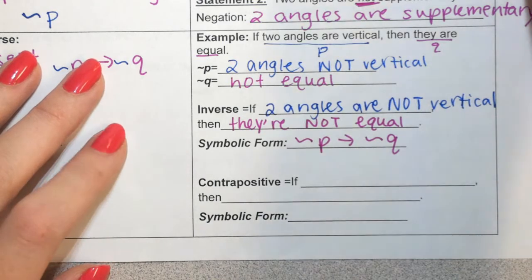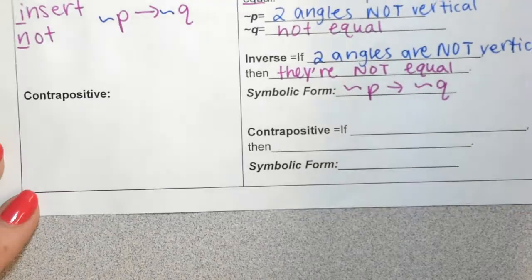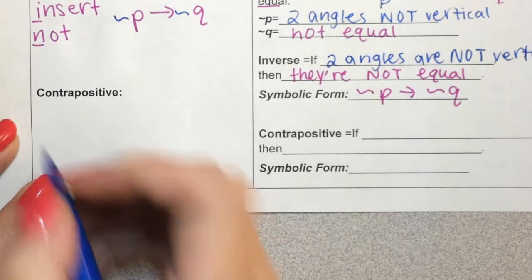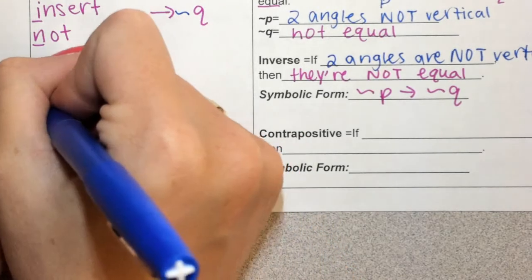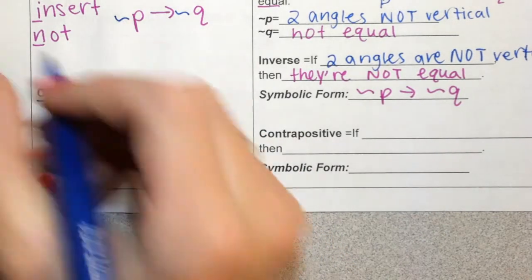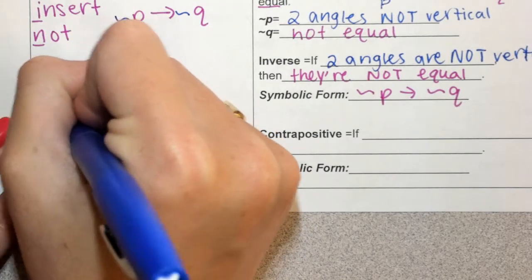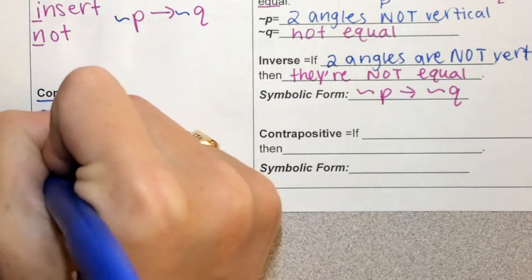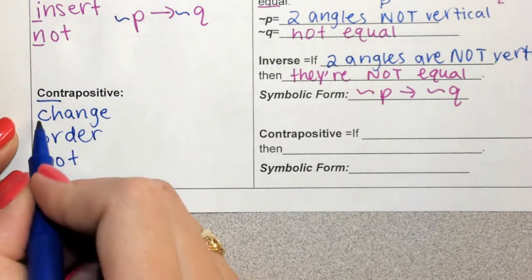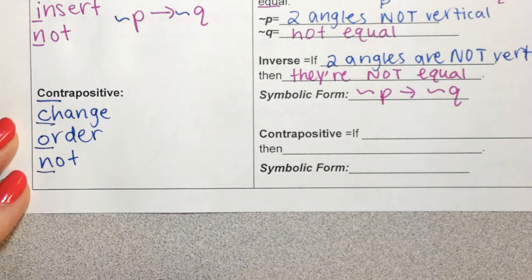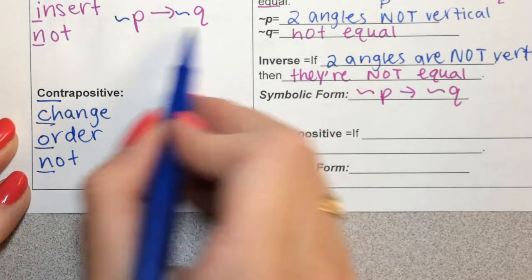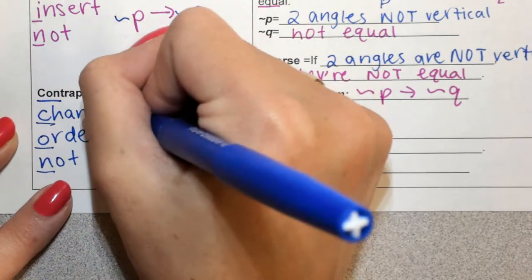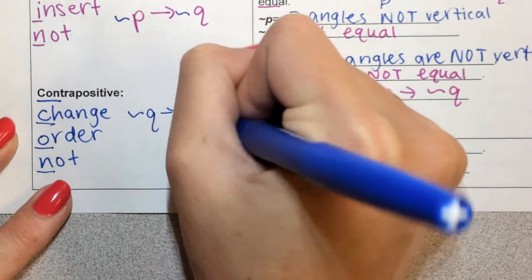Alright, we have one more to go. It's our contrapositive. So for contrapositive, it's the longest word, so it just means it's doing the most. You got to do the most stuff to it. So CON, you want to think of change, order, and you add the not. So CON. So if this is our inverse, we already have the not in front of both of them. We need to change the order as well. So it's going to be squiggle Q to squiggle P.